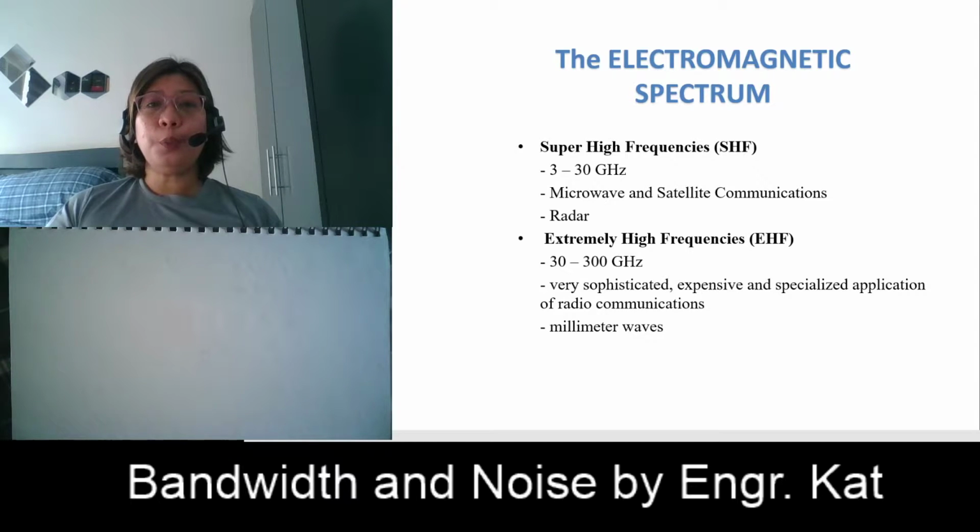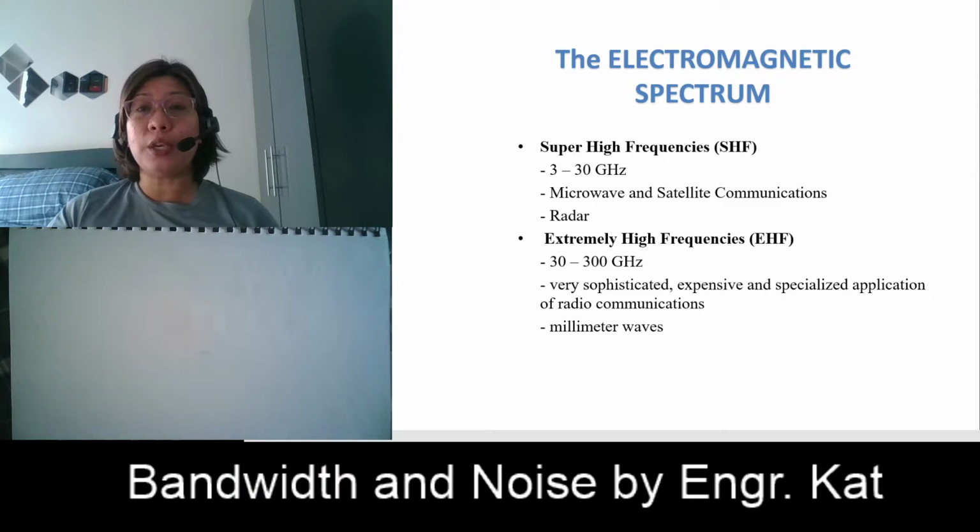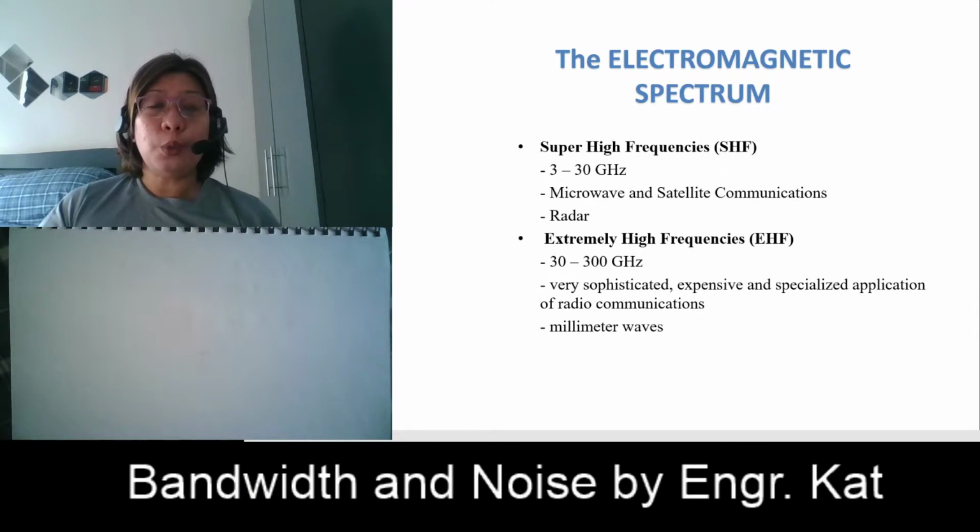So we have here the super high frequency microwave and satellite communications or radar. Okay, so extremely high frequency, very sophisticated, expensive, and specialized applications of radio communications. So in this case, we are using millimeter waves. So the wavelengths here are very, very small, very, very short waveforms because of the high frequency.